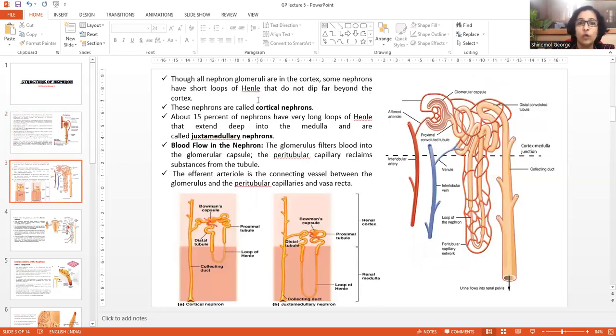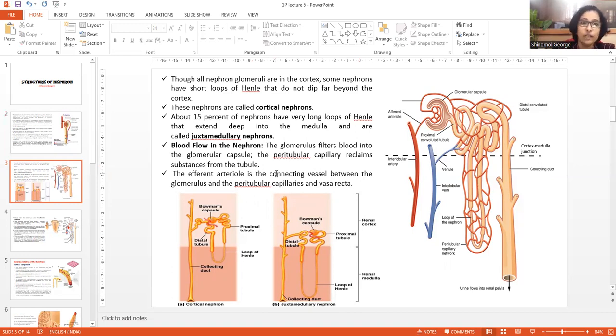All nephrons have their glomerulus in the cortex. Some nephrons have short loops that do not dip far beyond the cortex. These nephrons are called the cortical nephrons. About 15% of the nephrons have very long loops that extend deep into the medulla and are called the juxtamedullary nephrons. Blood flows around nephrons, particularly through the peritubular capillaries, which retrieve substances from the tubule.